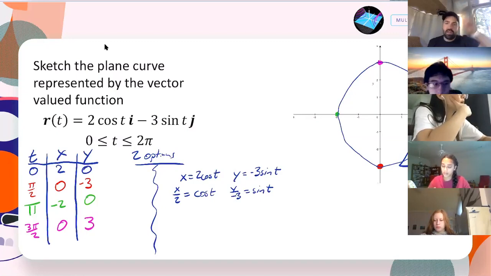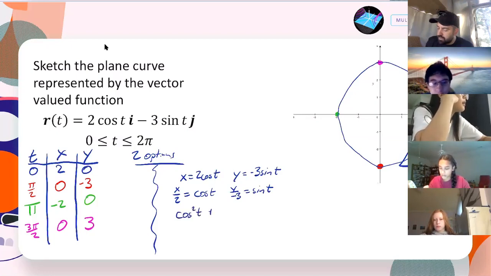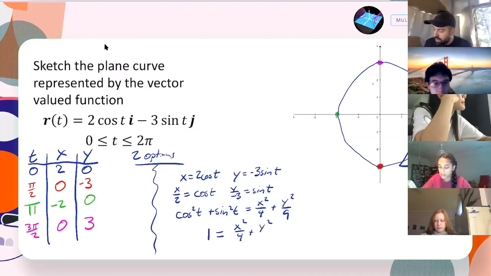And the reason you get this circular motion with sines and cosines is that we can say cosine squared t plus sine squared t is equal to x squared over 4 plus y squared over 9. And cosine squared t plus sine squared t is 1. So we can eliminate the t's if it's a mix of cosines and sines by using the Pythagorean identity. So 1 equals x squared over 4 plus y squared over 9. And notice we're now into the form we're used to seeing for an ellipse.